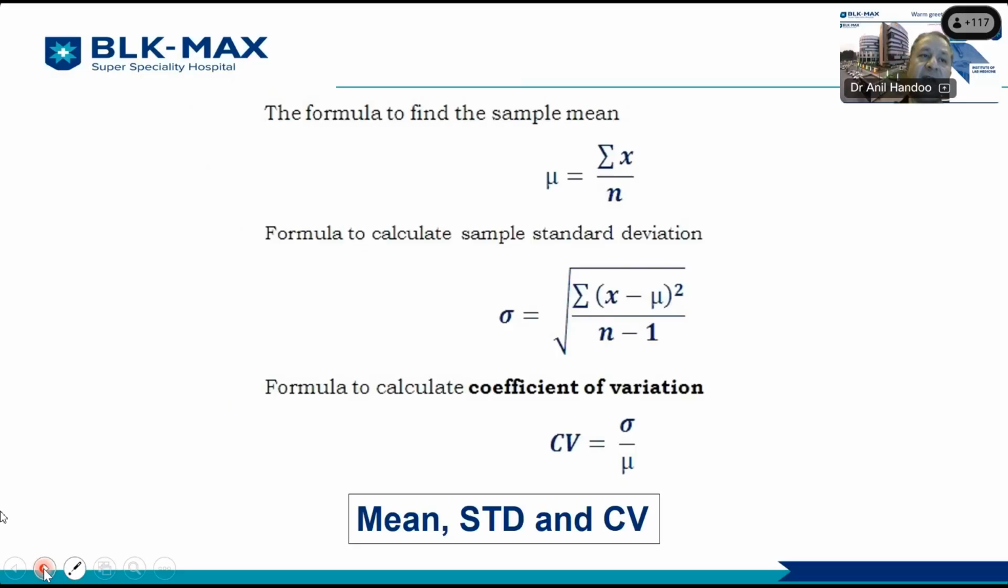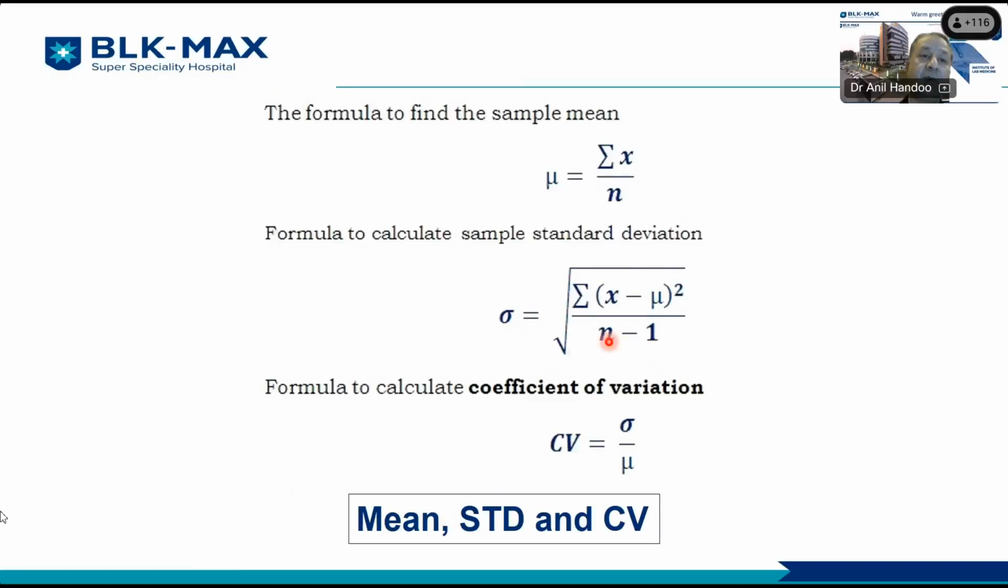Now, the formula to find the sample mean is this formula, the summation divided by the number. And to calculate the standard deviation, it is the summation of x, that's the numbers, minus the mean, to the square, divided by n minus 1, and this is the square root of that which we need to look at. And then the formula to calculate coefficient of variation, which I'm showing you here, is the standard deviation which you got from the top, divided by the mean.